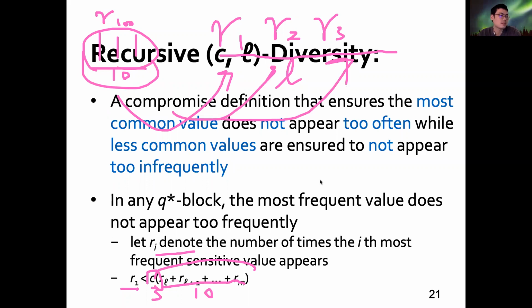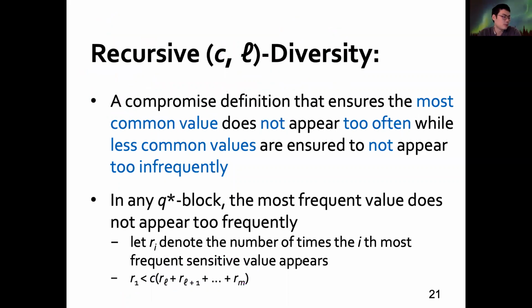Can we do that by this definition? The answer is yes, because R1 is the most frequent value. Ri is the ith most frequent, which means R1 is larger than R2, and larger than R3. So if R1 itself is bounded by C times the real width, then R2, R3, and all other values are also bounded. So that's basically the definition.